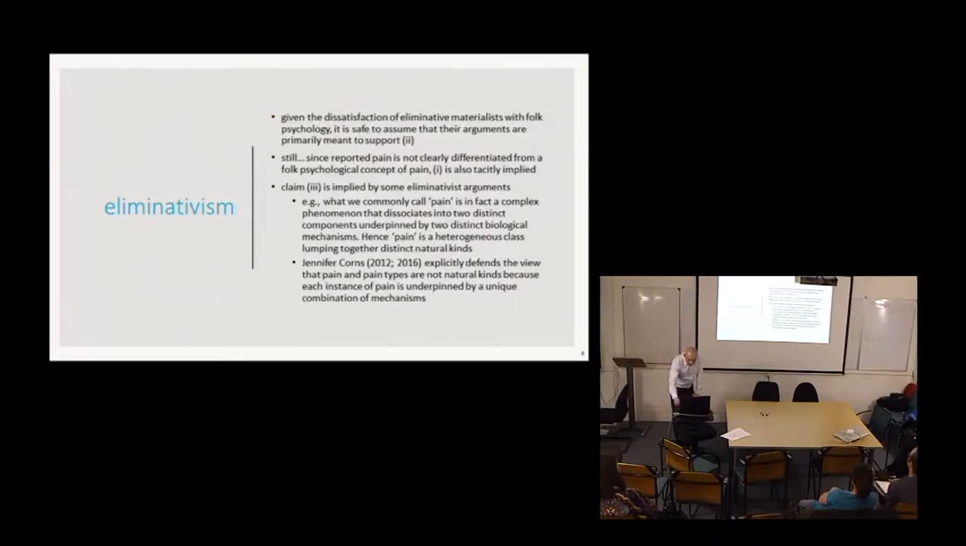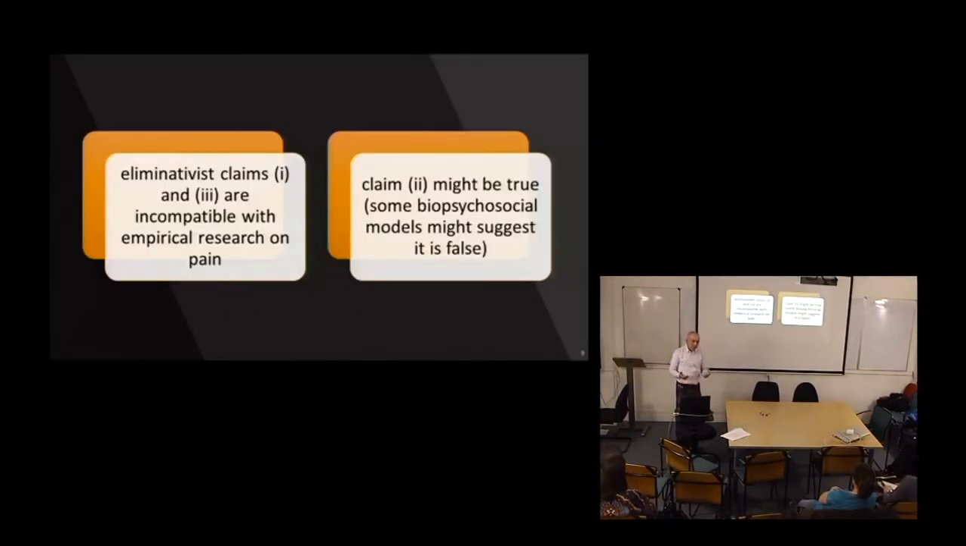I already discussed this. So my argument is that eliminativist claim one, which says that pain as measured by self-report assessment tests should be eliminated, and claim number three, which says that pain as a natural kind should be eliminated, are incompatible with empirical or experimental research on pain. As for claim number two, that the pain concept under the broadly understood theory approach should be eliminated, this could be true, although some biopsychosocial models might suggest it is false. So the verdict is open on that.